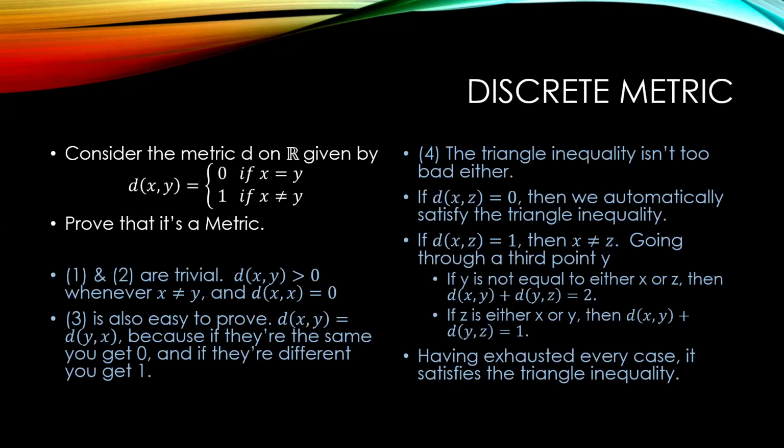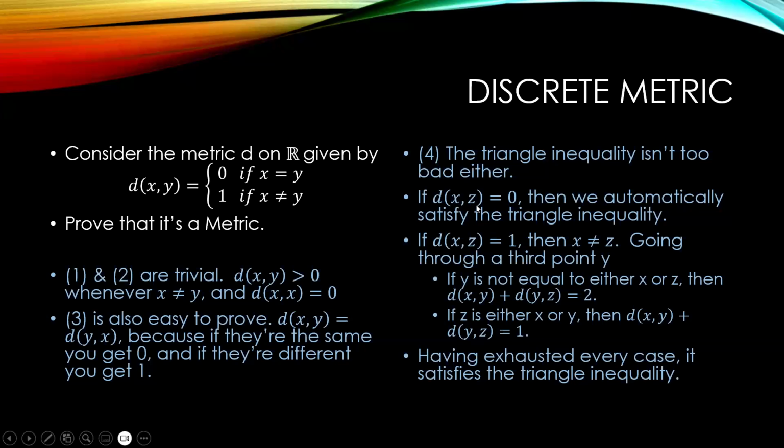And so 1 and 2 are trivial. We know that the distance from x to x is going to be 0 because that's how it's defined. And we know that if x is not equal to y, then the distance is going to be greater than 0. So we've got that. It's also easy to prove that the distance from x to y is the same as the distance from y to x, because if they're the same, it's 0, and if they're different, you get 1.